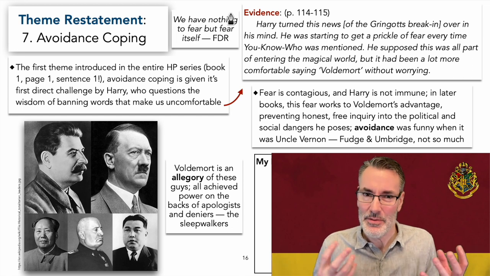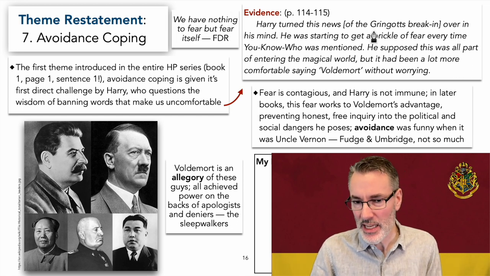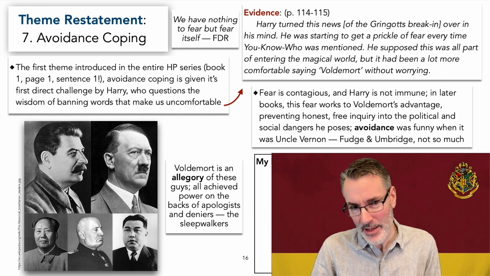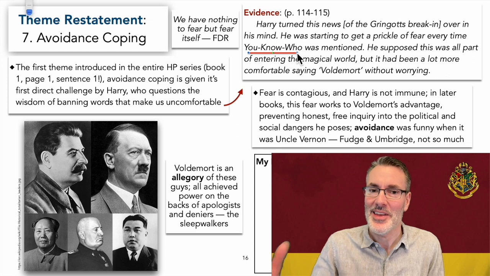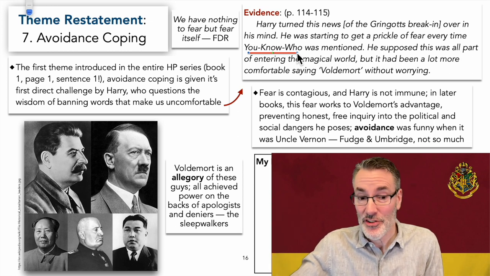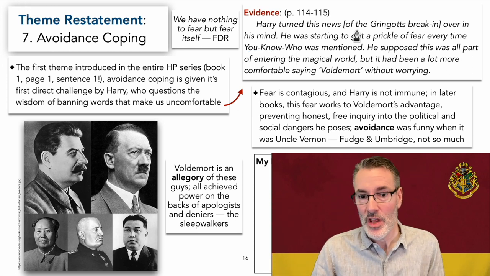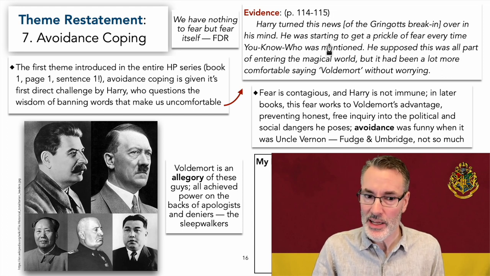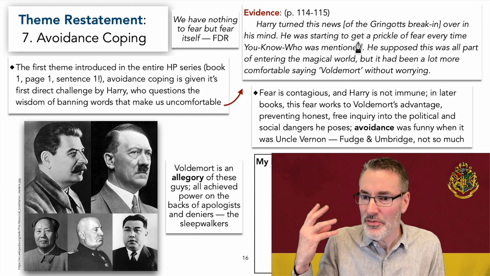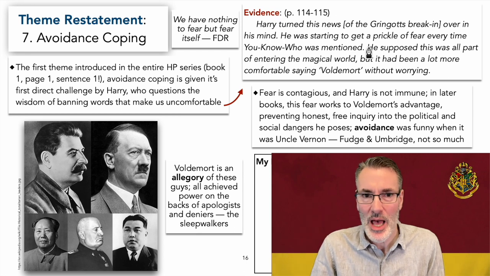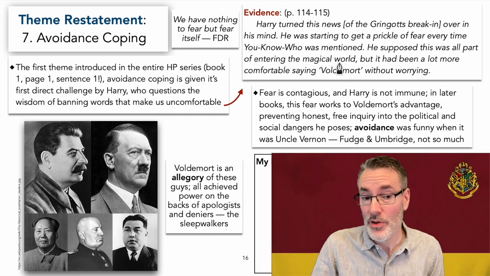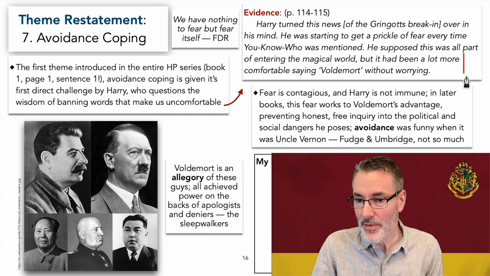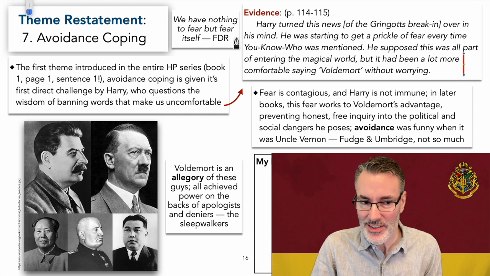That is the feeling rumbling around in Harry when he and Ron start talking about the Gringotts break-in, and he starts to feel this uncomfortableness. He starts to catch the fear of actually saying the word Voldemort, and this is where it starts. So Harry turned this news of the Gringotts break-in over in his mind. He was starting to get a prickle of fear every time You-Know-Who was mentioned. That never happened before. He used to say Voldemort, no problem, but because he's catching it from everybody else, he's starting to feel that. He supposed this was all part of entering the magical world, but he's smarter than that, and he senses the truth of this.